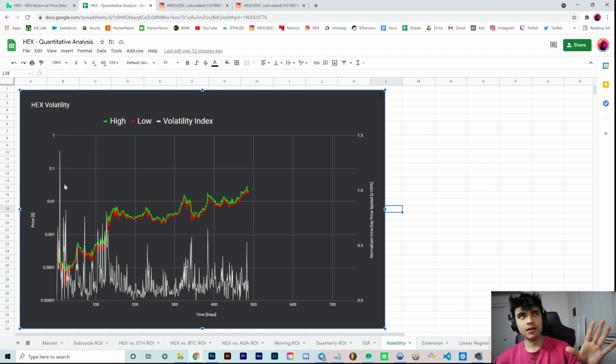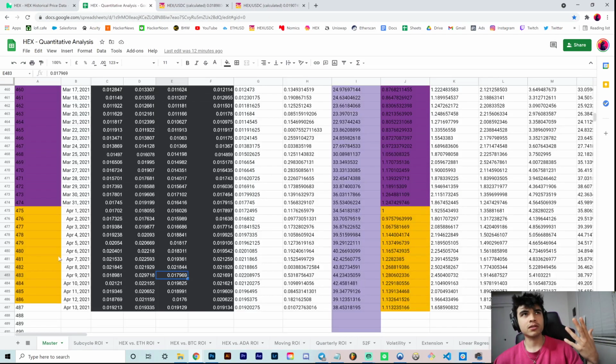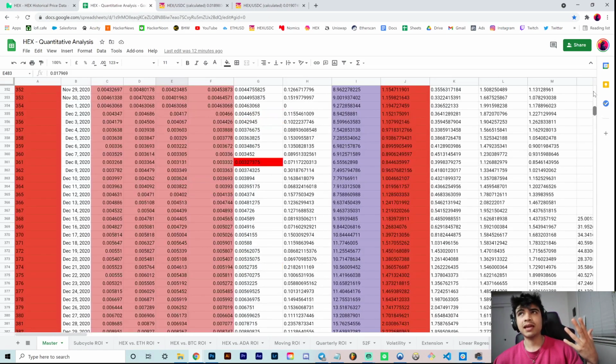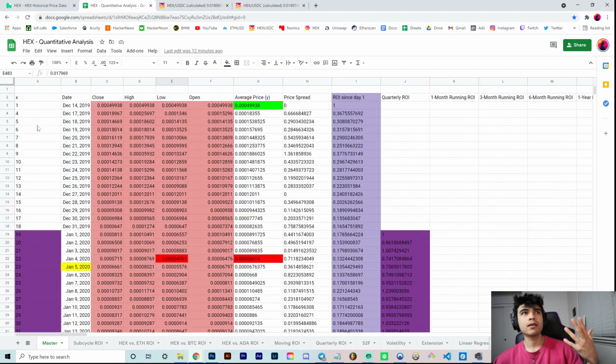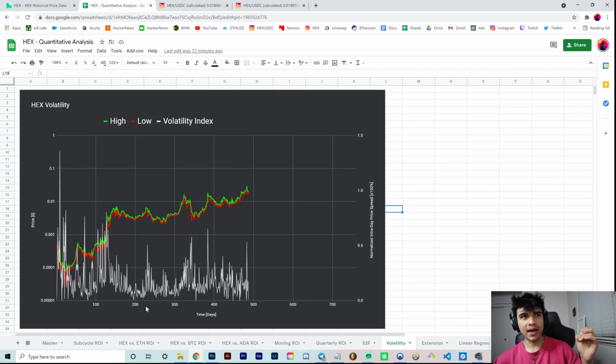And then here, let's actually look at the master sheet real quick, because I was looking at this earlier. So if you look at day 9, okay, you see that we opened at this price, closed around the same price. However, we wicked up to this almost 3x region, right? So this 3.5x or so move, right? And the average price was something like this. So we had about 136% deviation from our average price or so. So that's how you get this volatility index, which is this white chart right here.